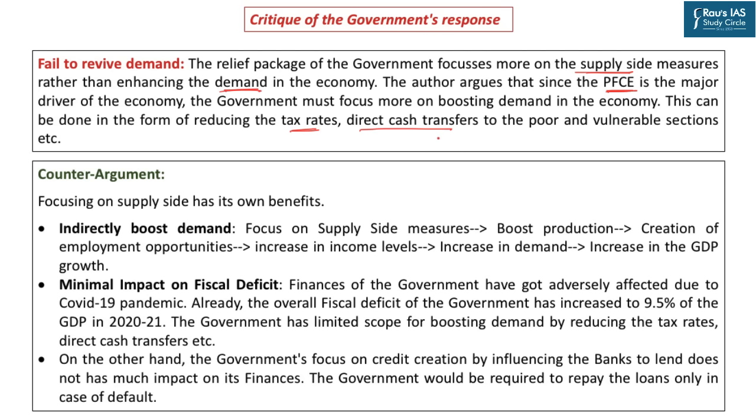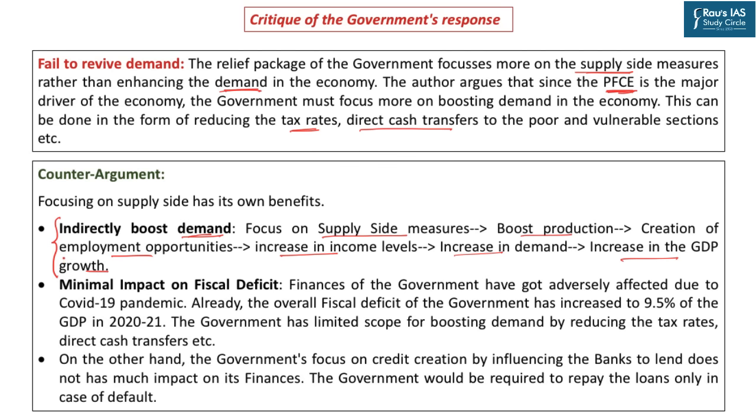One can also argue that focusing on the supply side has its own benefit. When you focus on the supply side, demand is indirectly boosted. When you take supply side measures that boost production, helping in the creation of employment opportunities, that increases the income level, which in turn increases the demand, and hence increases the private final consumption expenditure, contributing to higher GDP growth. So even when the government is focusing on the supply side, demand is indirectly increased.